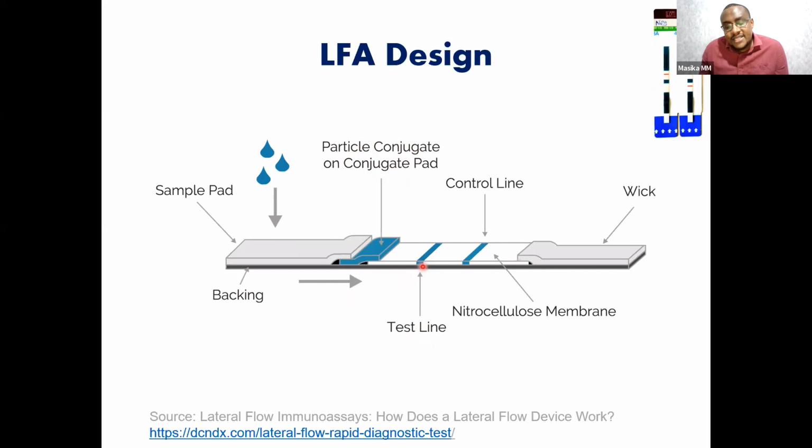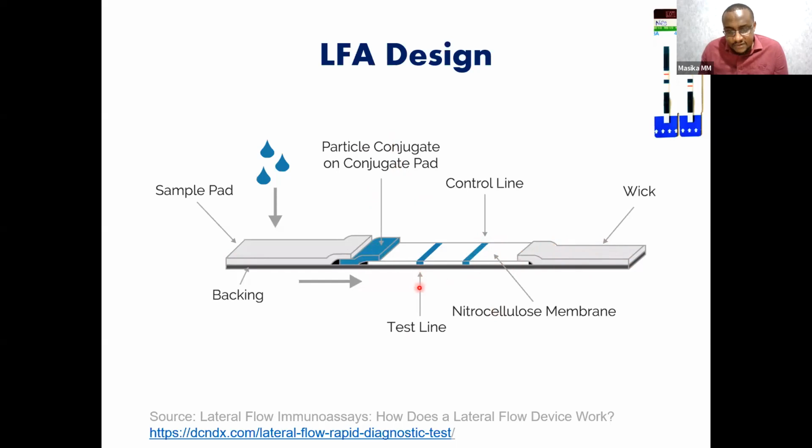If there's nothing to bind, it will go ahead and it must bind the control line for it to work, because the control line binds everything. And then if there's any excess, it will go into the wick, or the pad that is at the end of the nitrocellulose membrane. So this conjugate is for visualization. This test line is what gives it specificity.